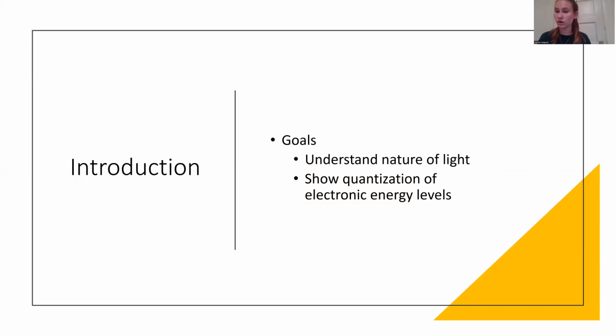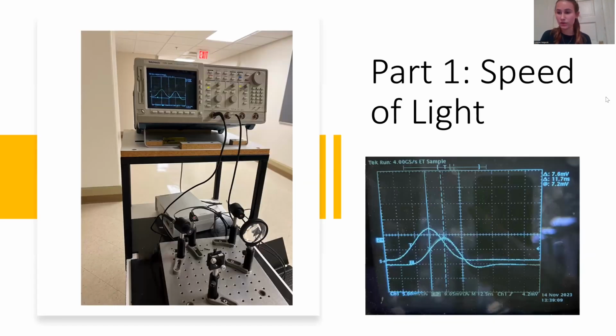The goals of this experiment are to understand the nature of light and show the quantization of electronic energy levels. We accomplished this through three different experiments: determining the speed of light, analyzing blackbody emission, and obtaining the line emission spectrum for hydrogen and deuterium. So the first part is the determination of the speed of light.